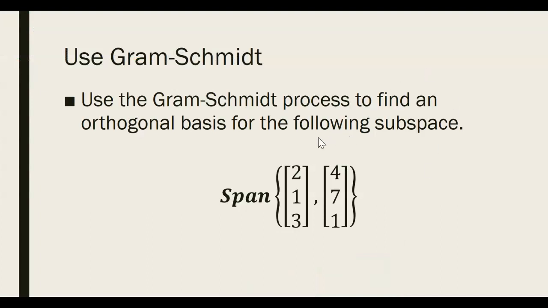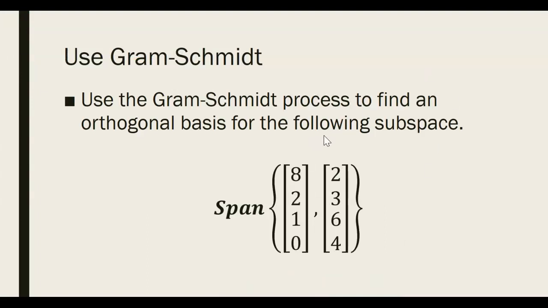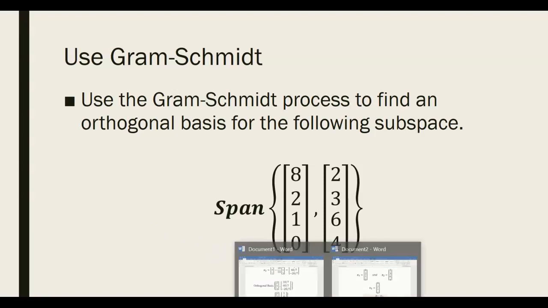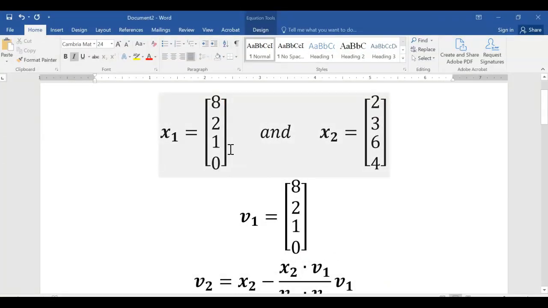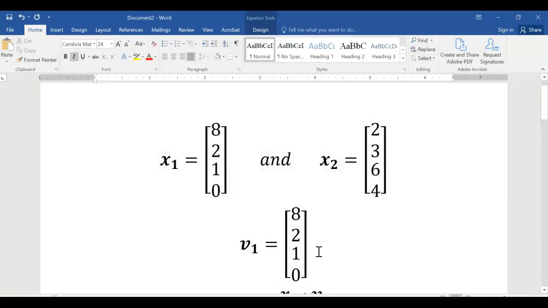Now we're going to keep that in the back of our head, and I want you to try this one on your own as well. Use the Gram-Schmidt process to find an orthogonal basis for the following subspace. All right, so hopefully you went ahead and pushed pause and did that. So here's what we're going to do. Use the Gram-Schmidt process with x1 is 8210 and x2 is 2364.